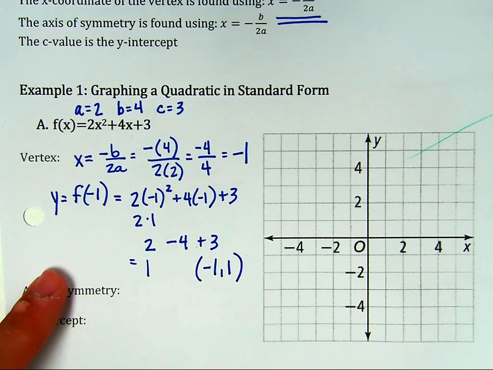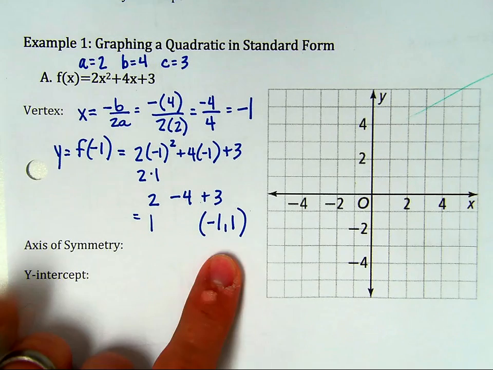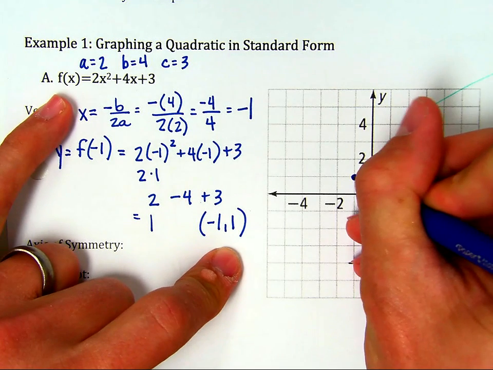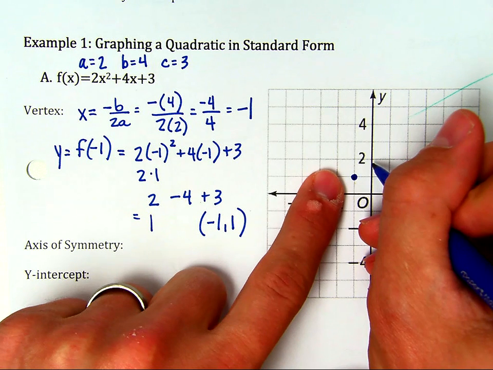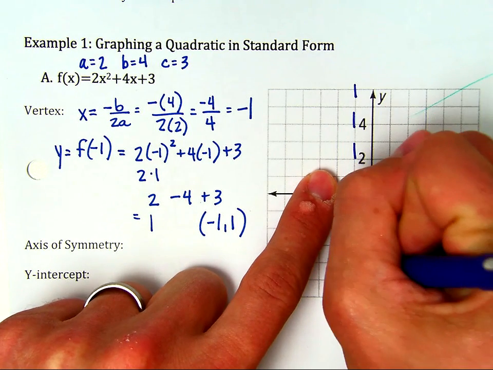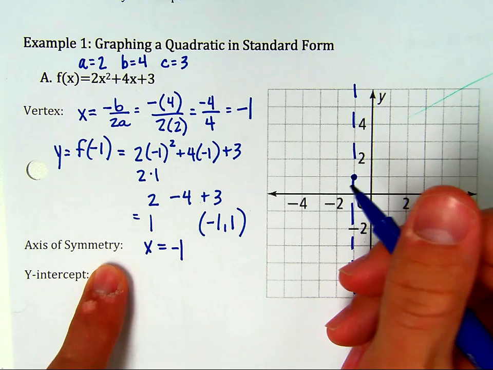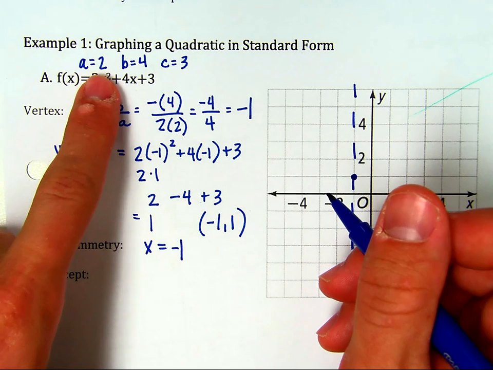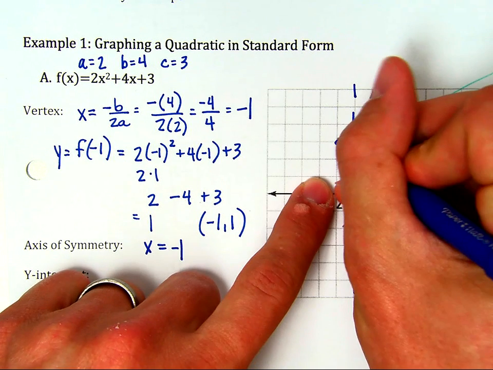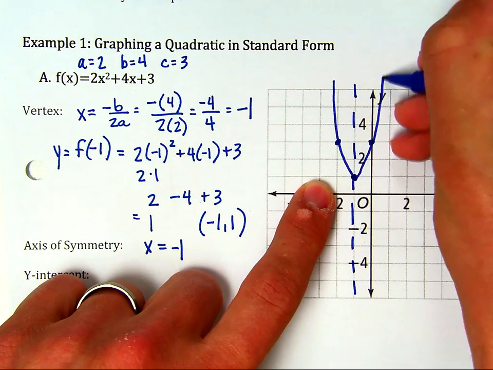Now, if I want to sketch the graph of this, we can do it the exact same way that we did in vertex form. I can go to negative 1, 1 to get my first point. Remember, the axis of symmetry goes right through the middle, which down here is the line x equals negative 1. If we take our a value like we did before, we make 2 points up on either side, and then we can sketch our parabola.